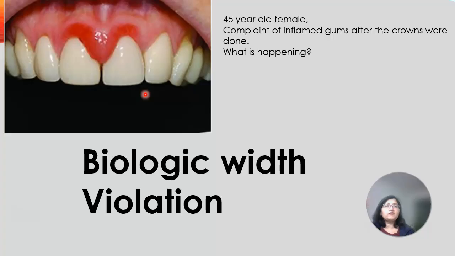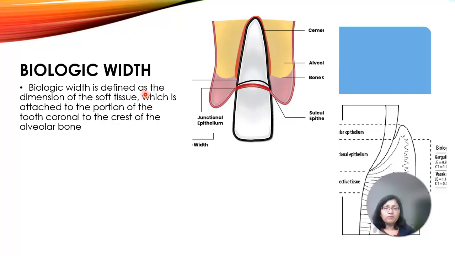Most commonly in subgingival areas, where the patient is complaining of inflammation in the gums or severe pain after the crown, the most common reason is biologic width violation. So let me discuss what biologic width is. Biologic width by definition, or the new term, supracrestal attachment, is the dimension of the soft tissue which is attached to the portion of the tooth coronal to the crest of the alveolar bone.